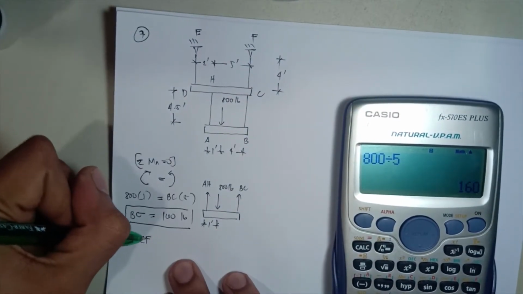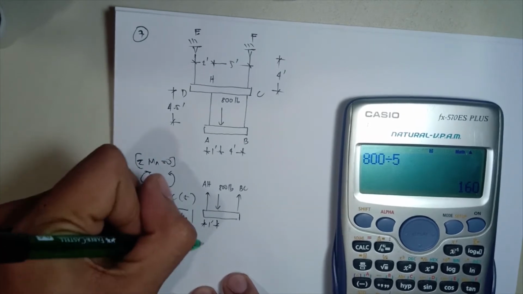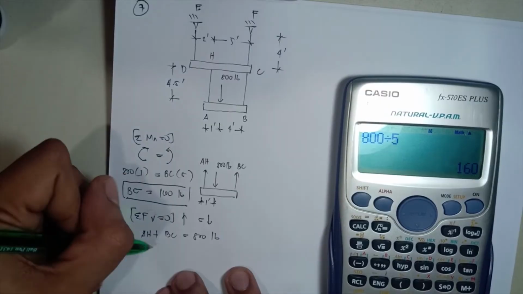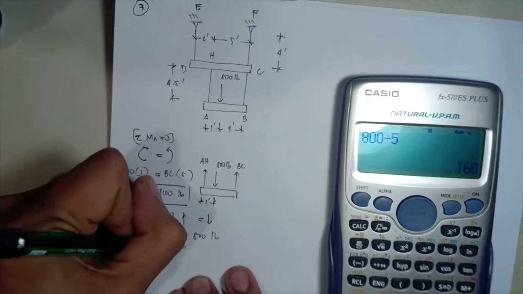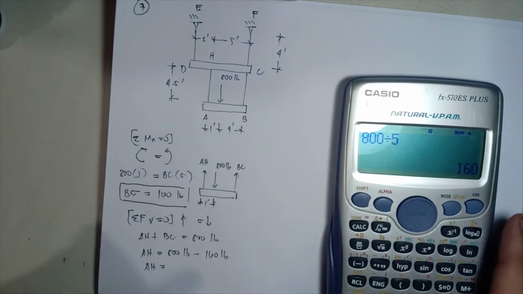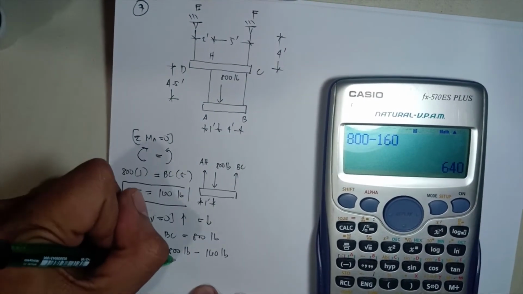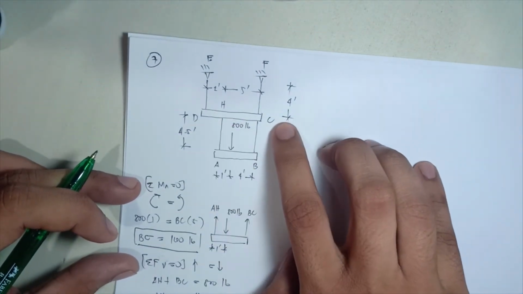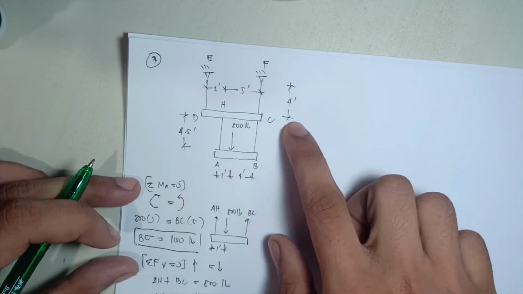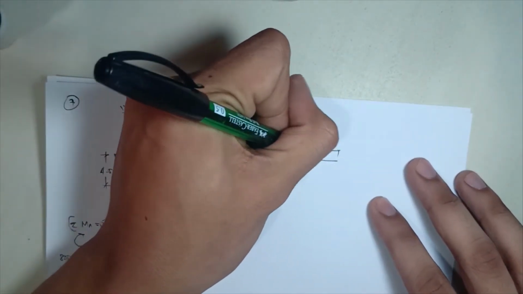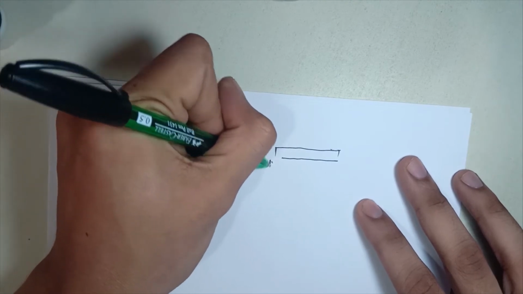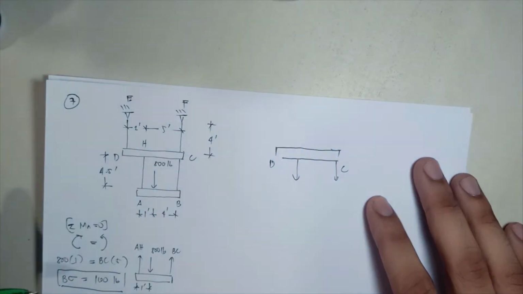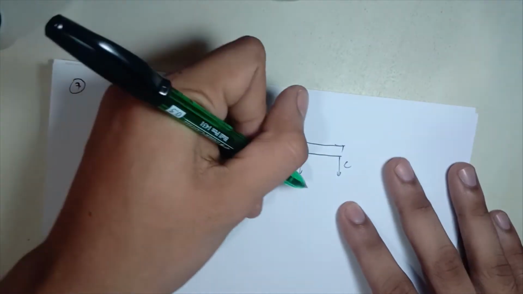Then, summation of forces vertical equals to 0. Lahat ng pataas equals lahat ng pababa. AH plus BC equals 800 pounds. So, yung AH is 800 pounds minus 160 pounds, 640 pounds. Then, kunin naman natin yung forces para sa DE and FC. So, kunin natin yung rigid member DC para sa free body diagram. This is DC. Then may force tayo dito na AH. Tapos ito, BC. So this is 640.